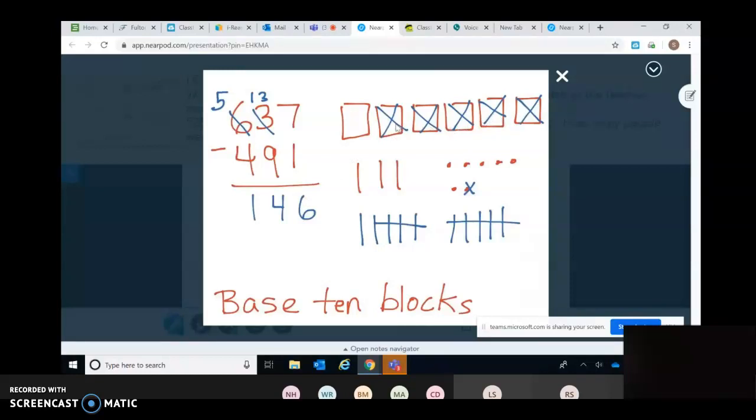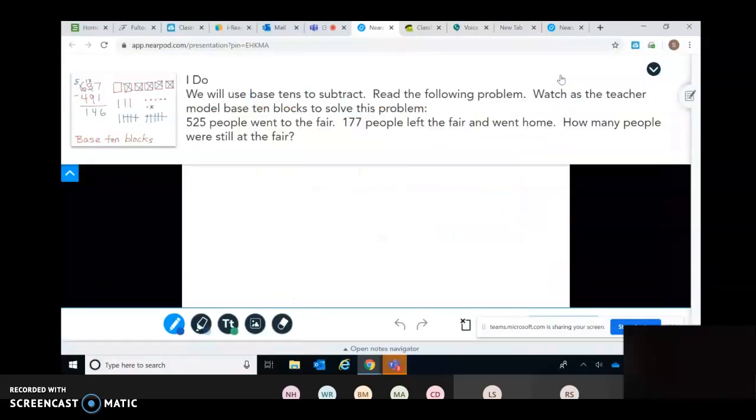Took away 400, and then I have another 10. Then we regroup one of the hundreds into 10 tens, and we took 9 away. We had enough ones, and we took away 1. So this is the anchor chart on the left. Anytime you want to learn something new, or if you can't answer questions, you just click on it.